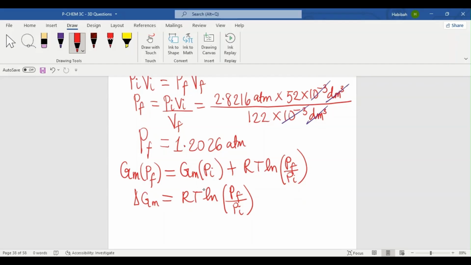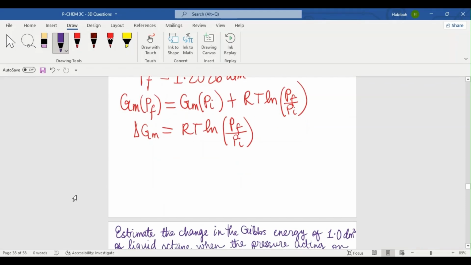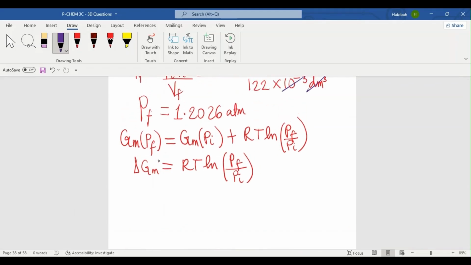But then we have one issue. We're not asked to find the change in molar Gibbs energy. We're asked to find just the change in Gibbs energy. So note this: the molar Gibbs energy generally is just the Gibbs energy divided by the number of moles. So for you to get the change in Gibbs energy, you have to cross multiply, and the change in Gibbs energy is going to be the number of moles times the change in molar Gibbs energy.